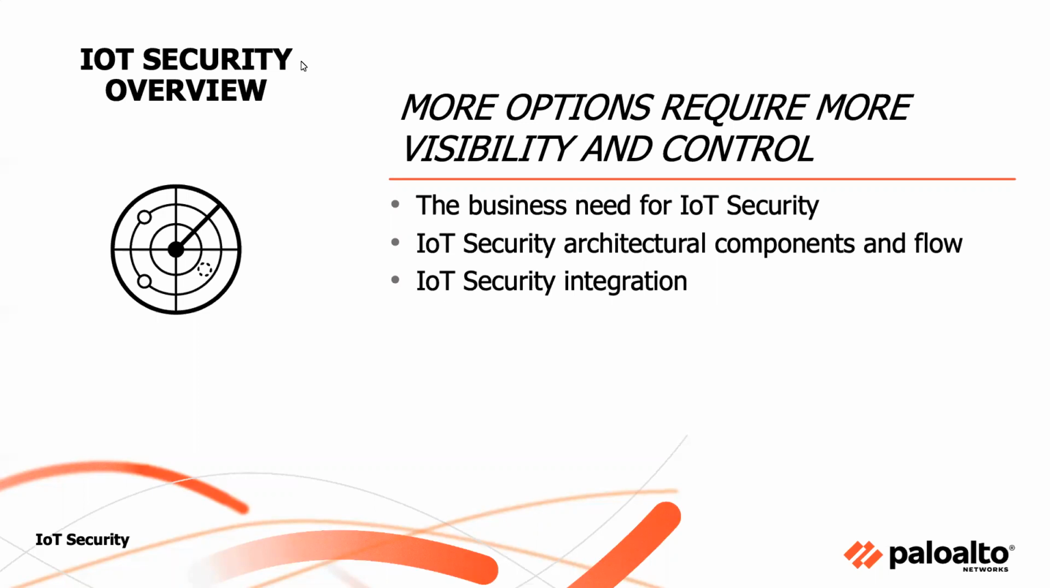We're going to talk a little bit about the need for IoT security. Then we're going to talk about how it works and the different pieces and parts, and how IoT security can integrate. It integrates with our firewalls, it integrates with Prisma Access, it integrates with many components of our platform here at Palo Alto Networks.